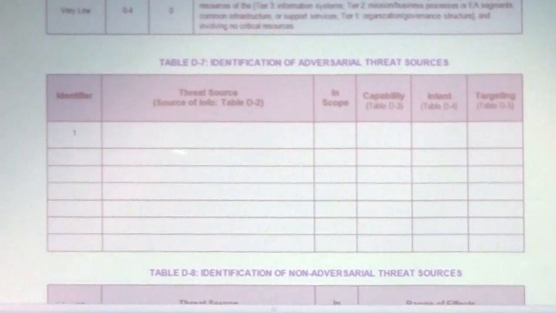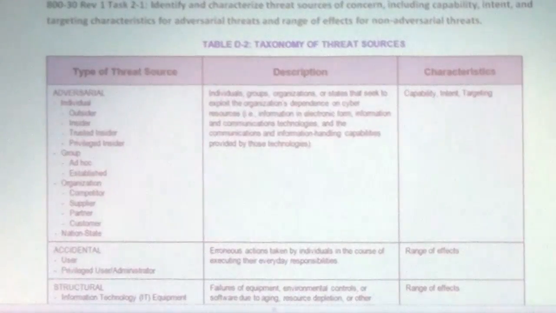And then also with adversarial threat sources, we want to try the best that we can. And again, here's where some assumptions are going to come into play. But we try to determine the capabilities, intents, and what the adversary is targeting. And we try to note that down also in table D7. And to help us with that, we have tables D3, D4, and D5, I think.